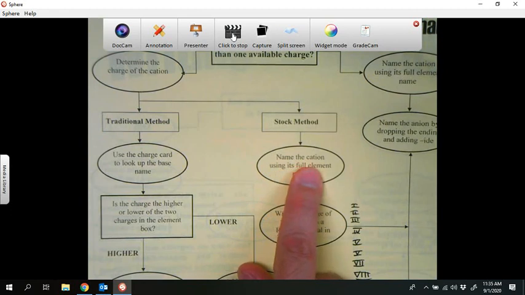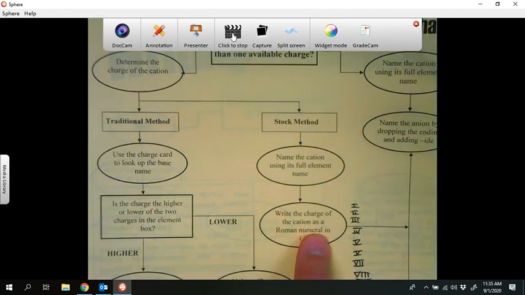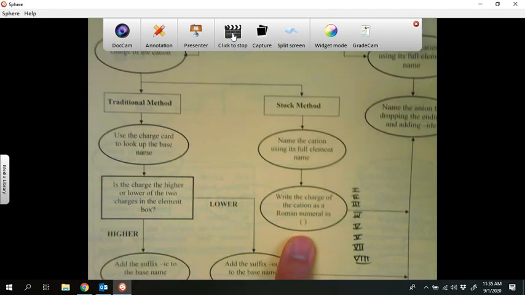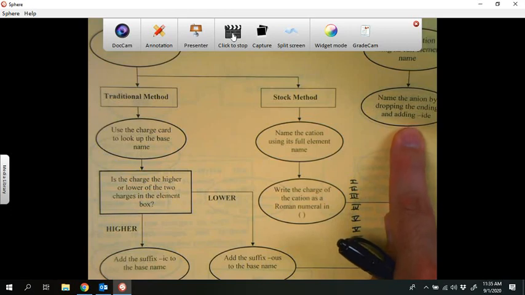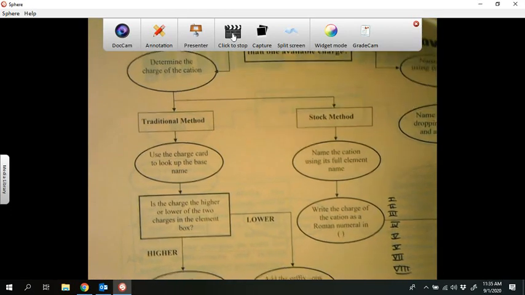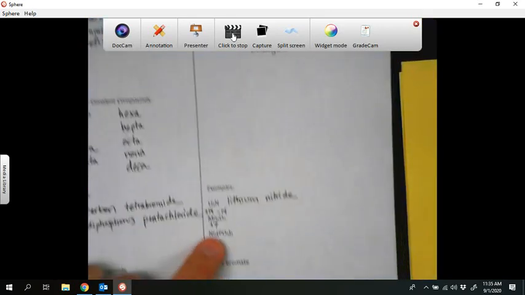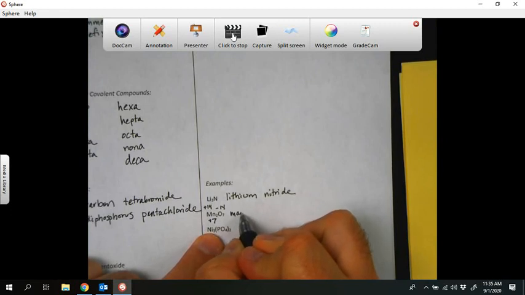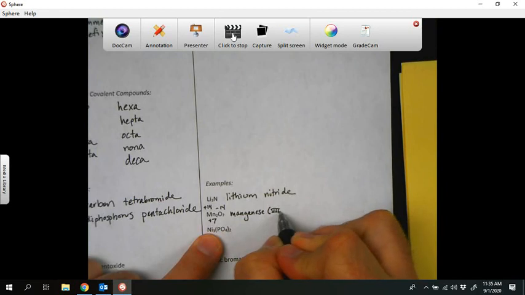So we name the cation using its full name, so manganese. Write the charge of the cation as a Roman numeral in parentheses. Well, here are the Roman numerals, 1 through 8. We want 7, so it's VII. And then we name the anion by dropping the ending and adding IDE. We'll tackle traditional method here in a second because manganese does not have a traditional name. So this one will be called manganese(VII) oxide.